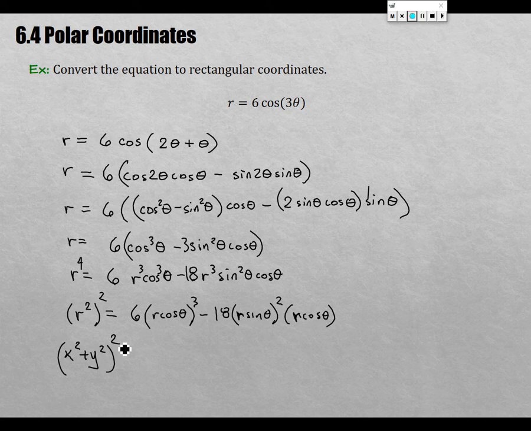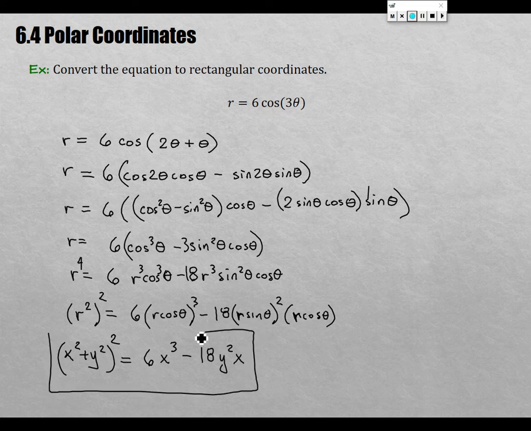r squared is x squared plus y squared. That thing squared. We get 6 times x cubed minus 18 y squared x. This is not the kind of thing that we're going to be solving for y, friends, but that's good right there, okay? Now, have you graphed this yet on your calculator? Good, I hope not, because you're in for a very delightful surprise. Type that in and see what you see.